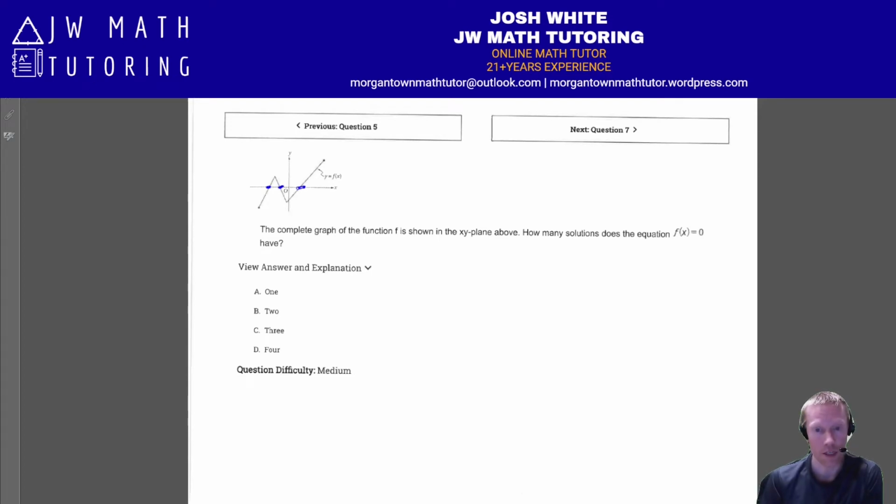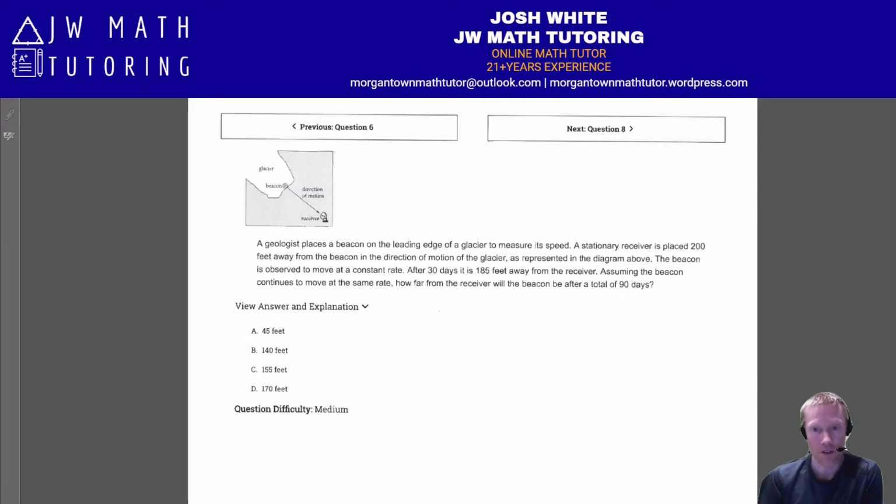So there are going to be 3 of these. So the correct answer for this problem is just letter C, 3, and that's it. There's no more work. Again, these x-intercepts here, those are solutions to the equation f of x equals 0. They're also called roots, or they are also called zeros.